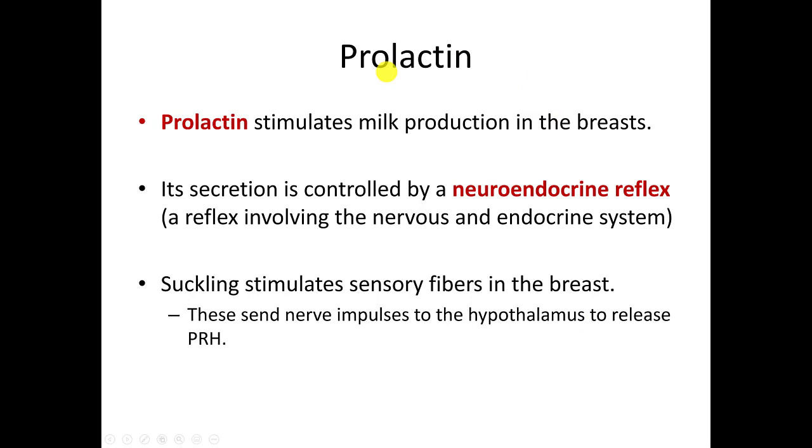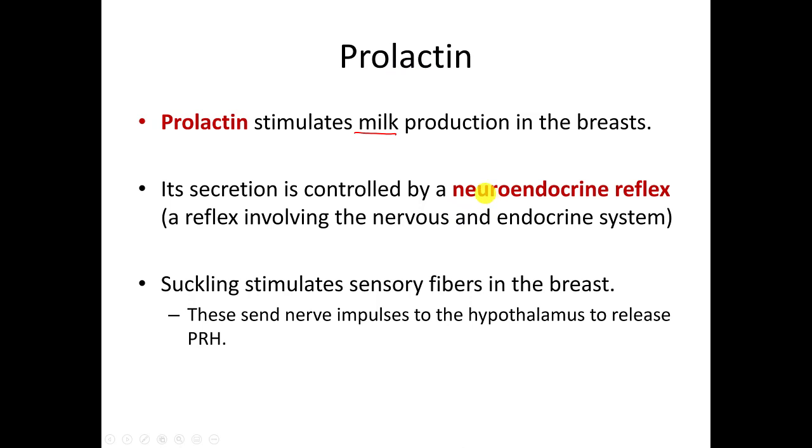The last hormone that I'm going to walk you through that's part of the anterior pituitary is prolactin. Prolactin, when I see that word, I see lact, and I always think of milk. So this is the hormone that stimulates milk production in the breasts. Milk production and secretion is controlled by a neuroendocrine reflex. And so what that means is it's not just about having prolactin present. It's not just about this hormone being present, but it's also a nervous system reflex.